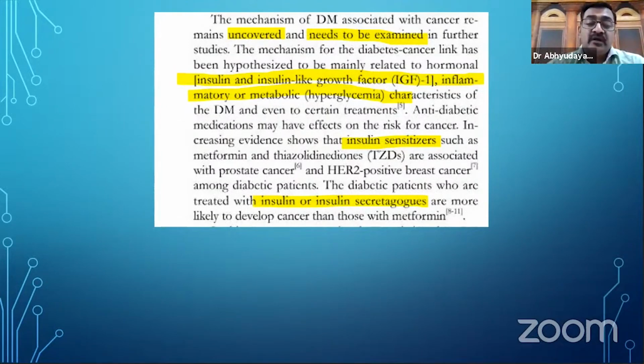Metformin is the only drug which has been shown to reduce the chances of cancer in our diabetic patients, whereas a few studies have shown that insulin or insulin secretagogues are likely to increase the development of cancer in our diabetic patients.